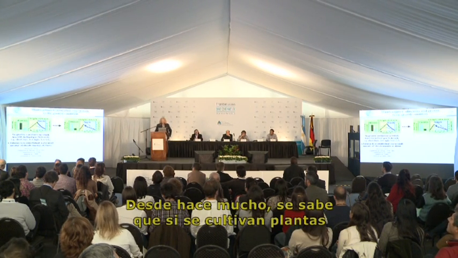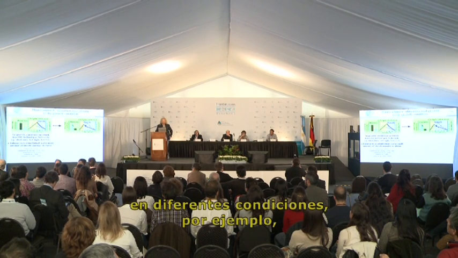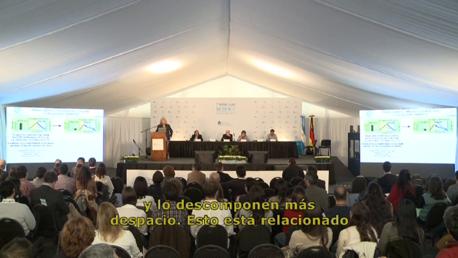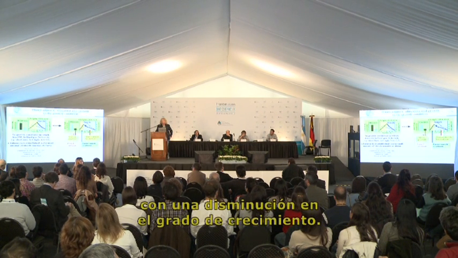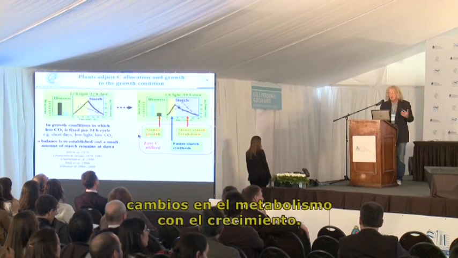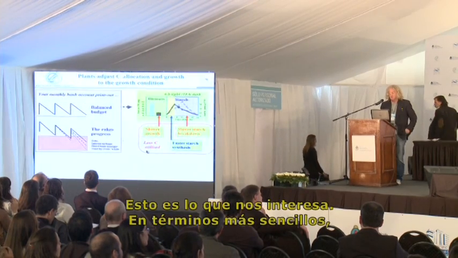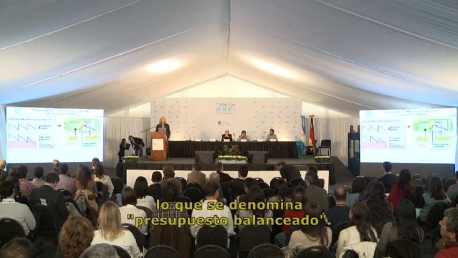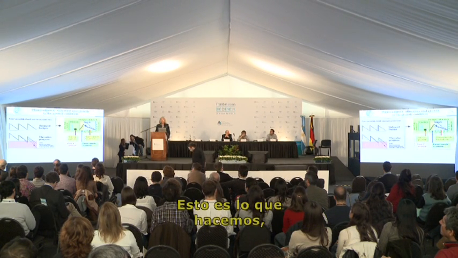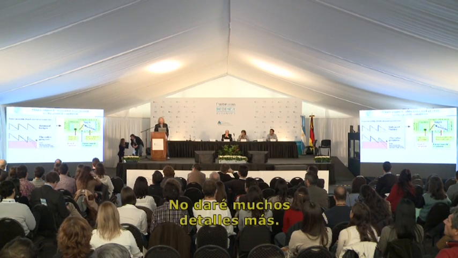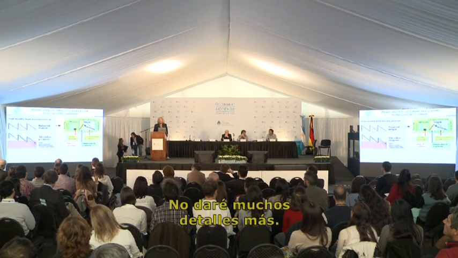It's been known for a long time that if you grow plants in different conditions, for example, in a short day, they actually make starch faster, they break it down more slowly, and this is linked with a decrease in the rate of growth. So here we have what is a system response, which is linking changes in metabolism with growth, and this is what we're interested in. Or putting this more simply, this is what the plants manage, which you call a balanced budget, and this is what a lot of us do. This is what most of our politicians do and a lot of our bankers. And I won't go into more detail. Some are further down than others.